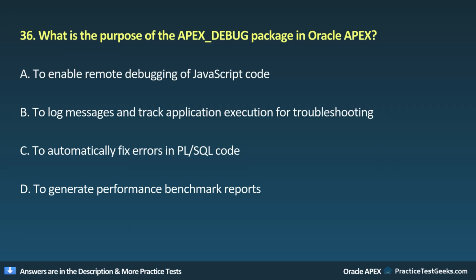36. What is the purpose of the Apex debug package in Oracle Apex? A. To enable remote debugging of JavaScript code. B. To log messages and track application execution for troubleshooting. C. To automatically fix errors in PL/SQL code. D. To generate performance benchmark reports.